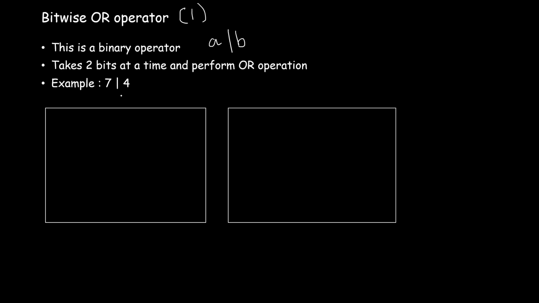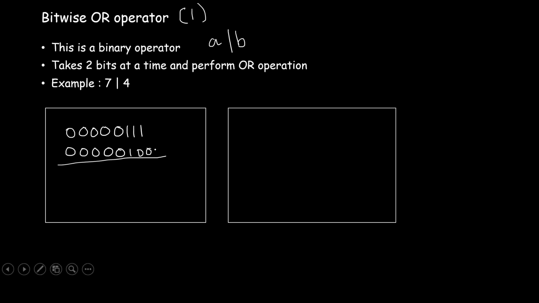So here let us take an example of 7 and 4. 7 in binary is represented as 0, 1, 1, 1 and 4 in binary is represented as 0, 1, 0, 0. If you are not sure how to represent 7 and 4 in binary in this way, you can refer to my previous videos on decimal to binary conversion, which appear in the playlist called Digital Computer Fundamentals.